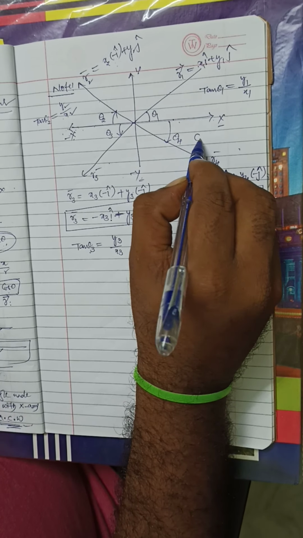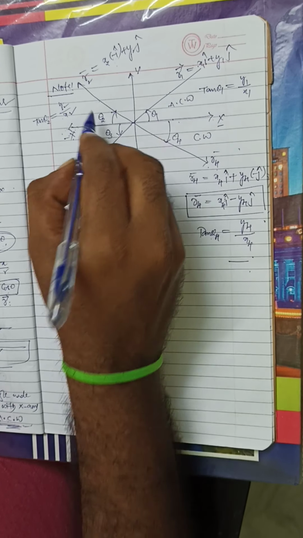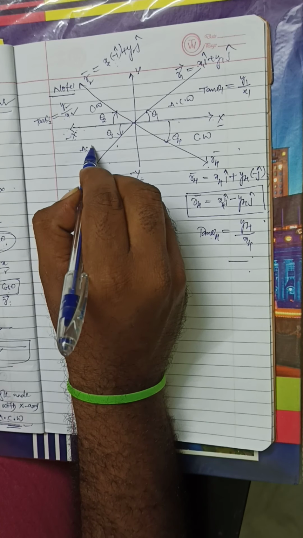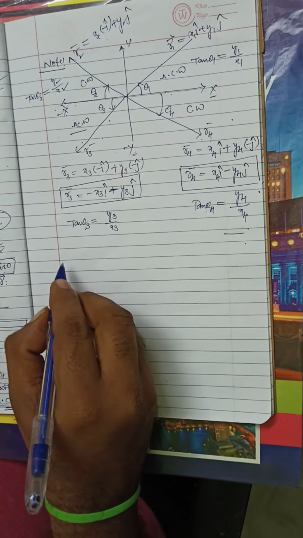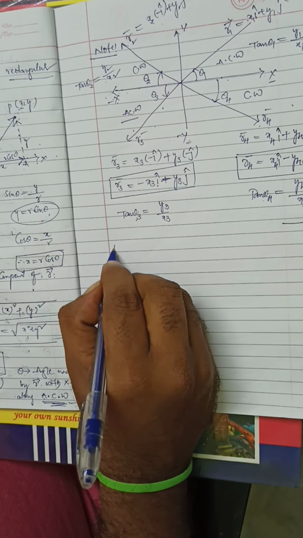Okay? This is clockwise. This is anti-clockwise. This is clockwise. This is anti-clockwise direction. Okay? So these things you have to remember. And now the applications of this resolution of vectors.